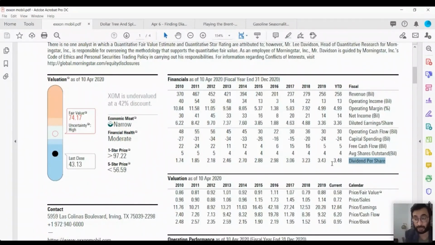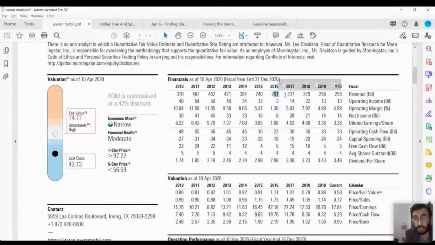Similarly, look at the revenue. 2019 revenue 256, but 2018 it was 279. 2017 237, 2016 201, 2015 240, and so on back to 2011. So see what happened. 2011, 12, 13 and 14 revenue was still high. What happened in 2015? In 2014 and 15 is when oil prices came down to 27, right? 2016 is when China manufacturing took a big hit, right? So you see the revenues coming down.